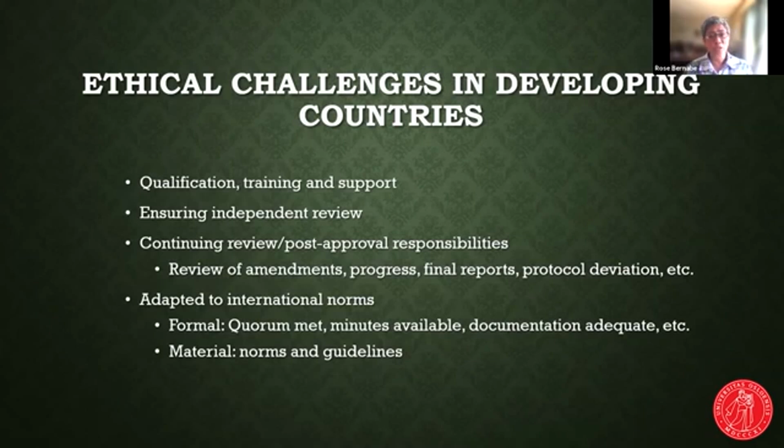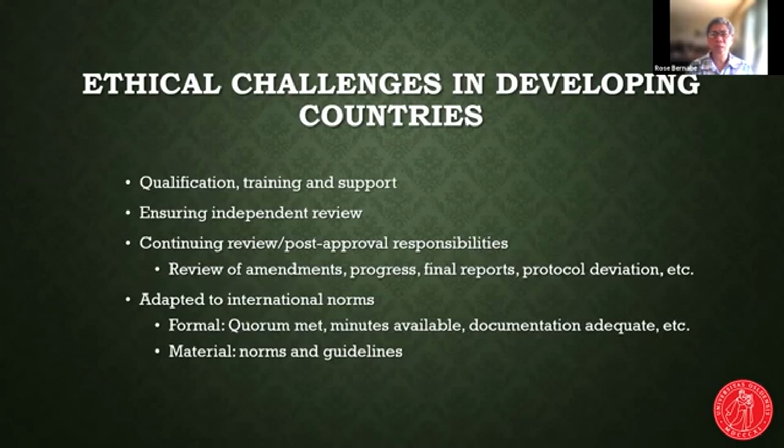One is qualification, training, and support of research personnel, including the principal investigator, but also the qualification, training, and support of individuals who will be part of the Research Ethics Committee. Second is ensuring independent review.